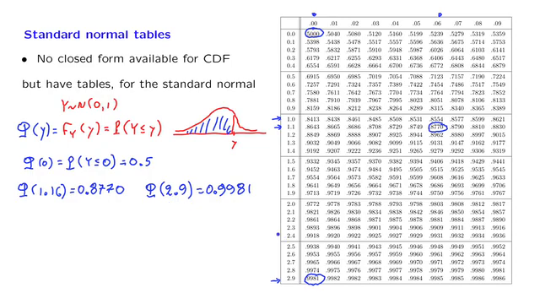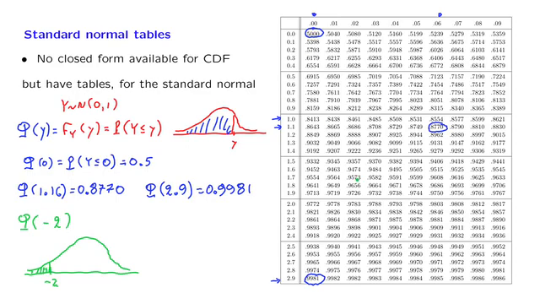Now notice that the table specifies phi of y for y being non-negative. What if we wish to calculate the value, for example, of phi of minus 2? In terms of a picture, this is a standard normal. Here is minus 2. And we wish to calculate this probability.